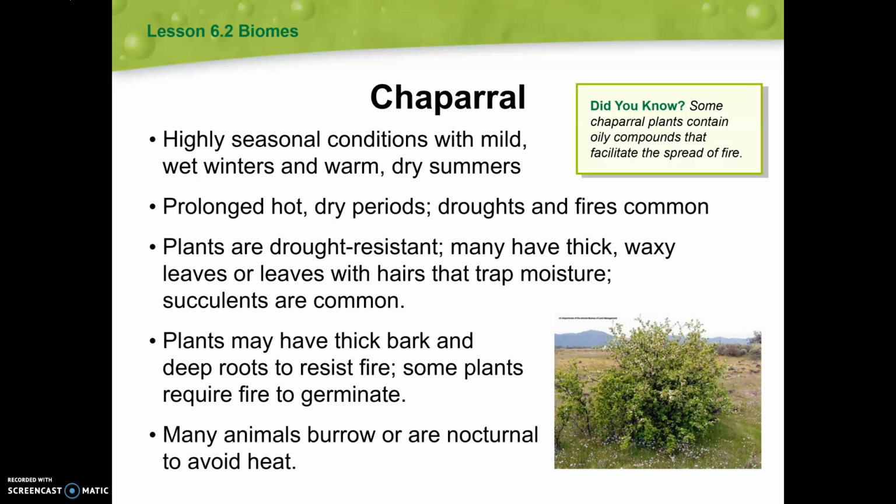Our next biome is called the chaparral. So we have very highly seasonal conditions. We're going to see mild, wet winters with warm, dry summers. So there's prolonged hot and dry periods, and those are going to cause droughts and fires.